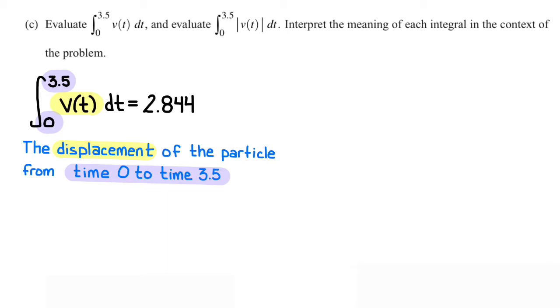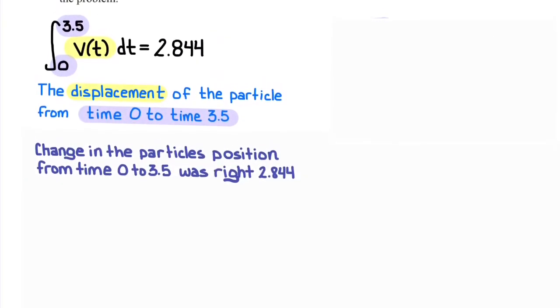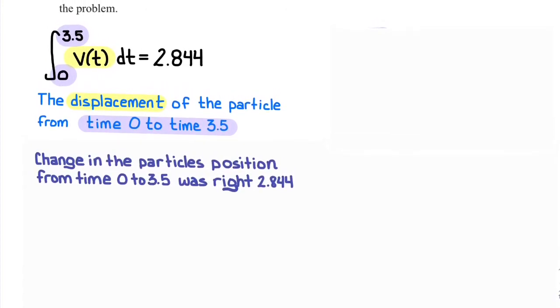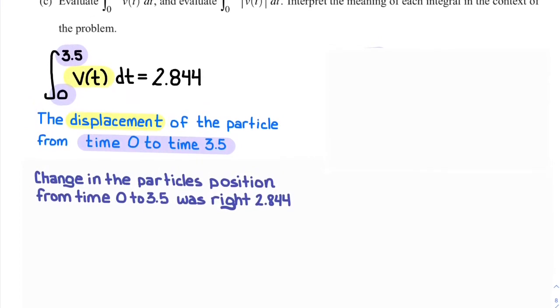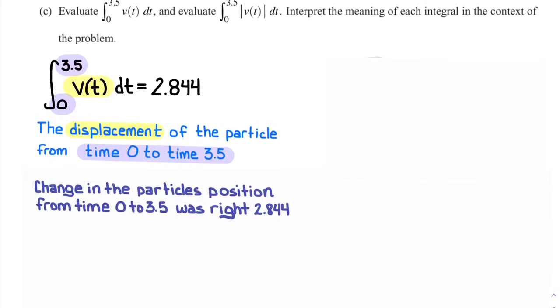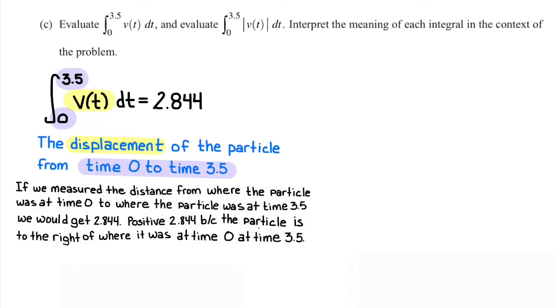But let's talk about what displacement means. In Part B, we set up an equation where the integral of velocity equaled the change in position. Displacement is really change in position. In this case, the change in the particle's position from time 0 to 3.5 was right 2.844. Another way to say the same thing is if we measured the distance from where the particle was at time 0 to where the particle was at time 3.5, we would get 2.844. Positive 2.844 because the particle is to the right of where it was at time 0 at time 3.5.